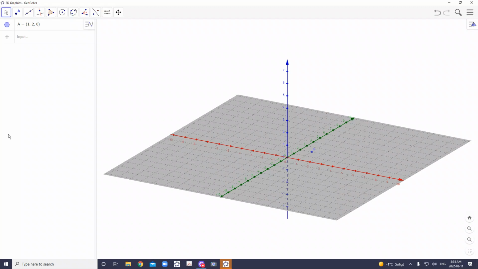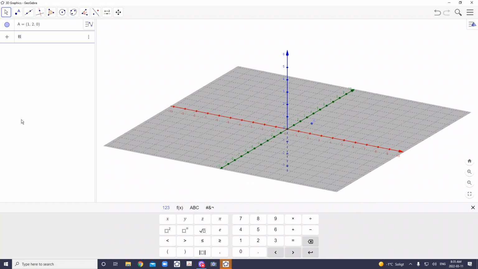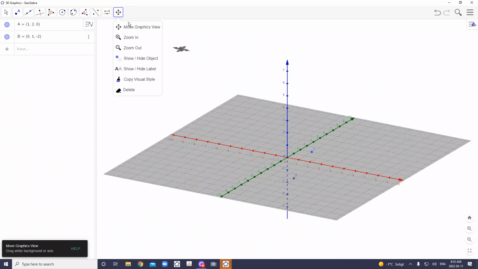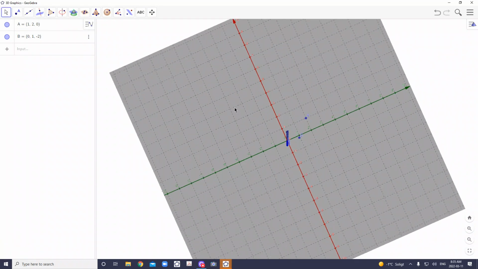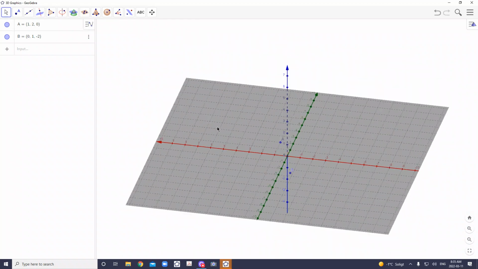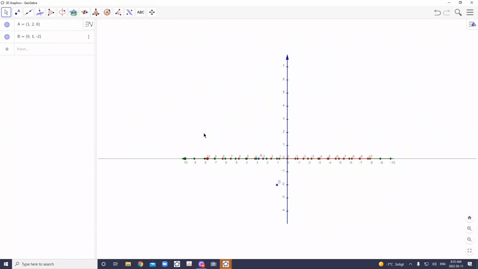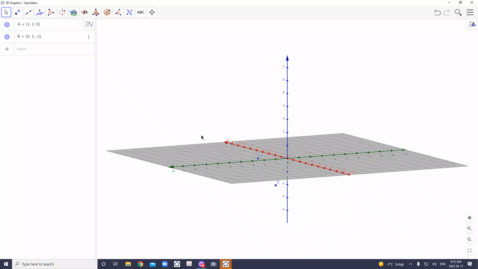Yes. Okay, and then if I go to the next point, the next point was 0, 1, and minus 2, so it was B. So let me type it here. The point was 0, 1, and minus 2. Yes, so that is the other point. So if I start rotating this around, maybe it is easier for you to see. You see that point B lies somewhere below the ground, and it is expected because the z-coordinate is negative.